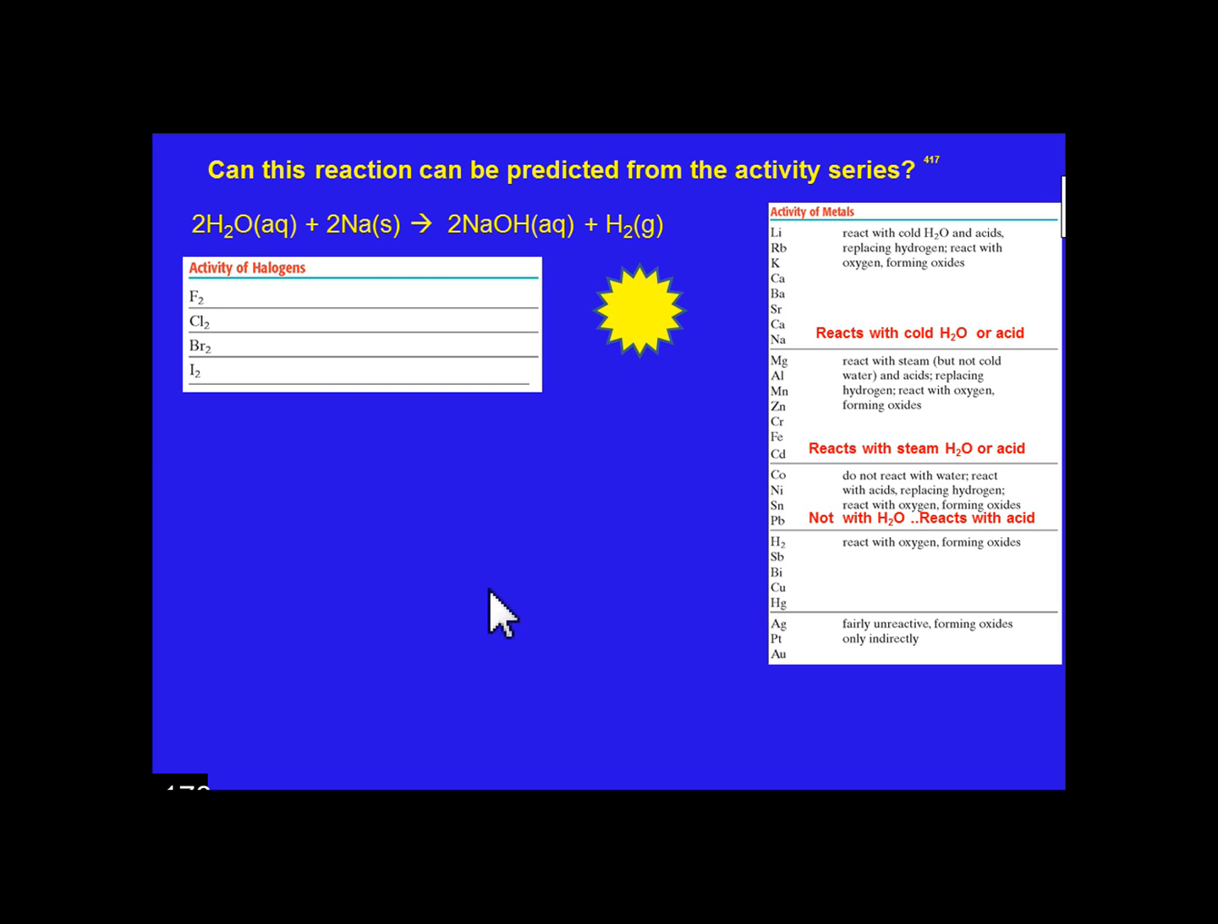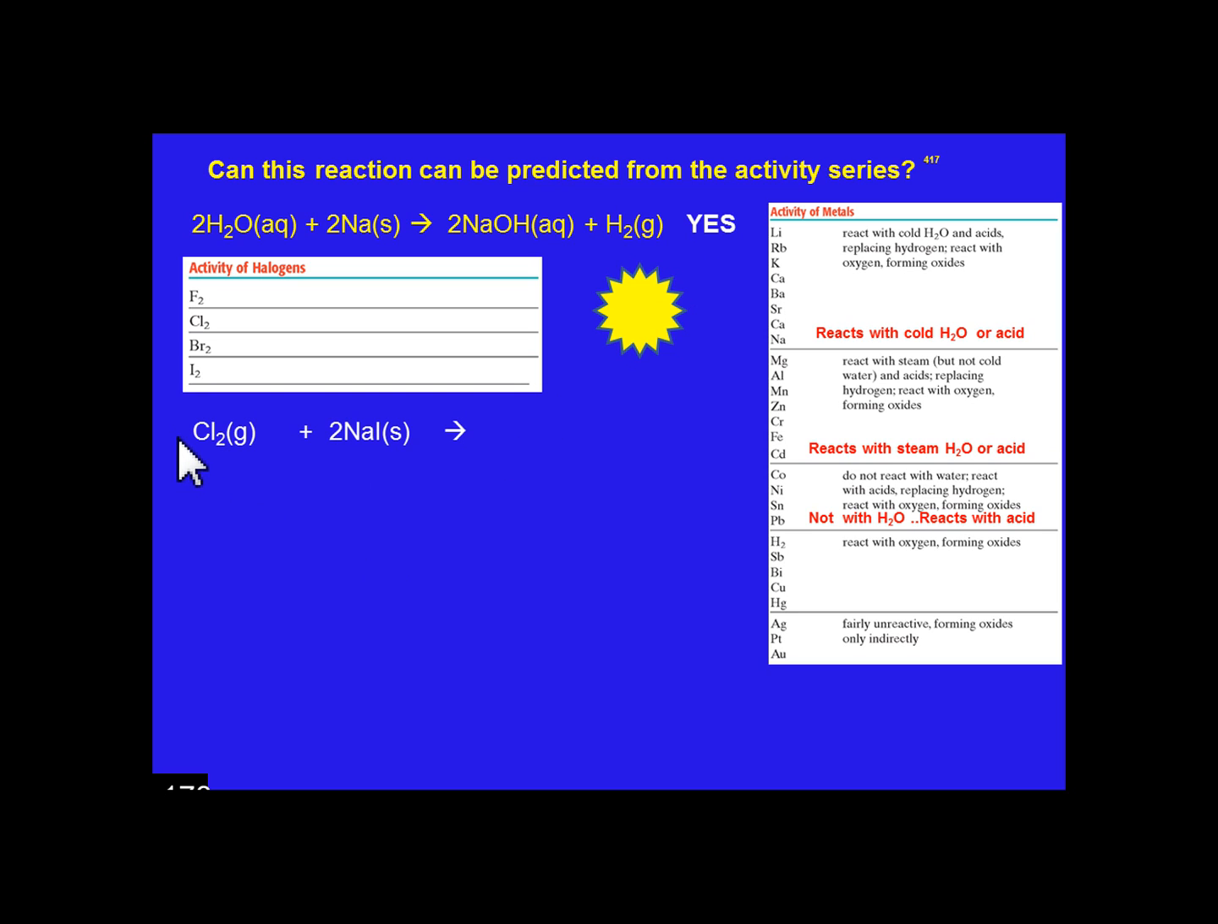Whether a certain chemical reaction will occur or not can be predicted using an activity series. So if you have these single displacement reactions, you can predict them using the activity series. So here we have sodium and water. Well, sodium is up here. It's in that section of the table. It reacts with cold water or acid. So yes, you can predict the sodium will replace the hydrogen in water to form sodium hydroxide and hydrogen gas. Remember, the question we're asking here is, can you predict this reaction?